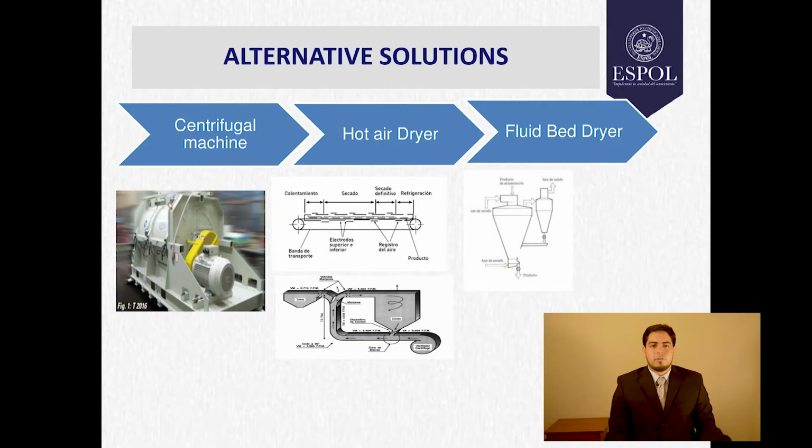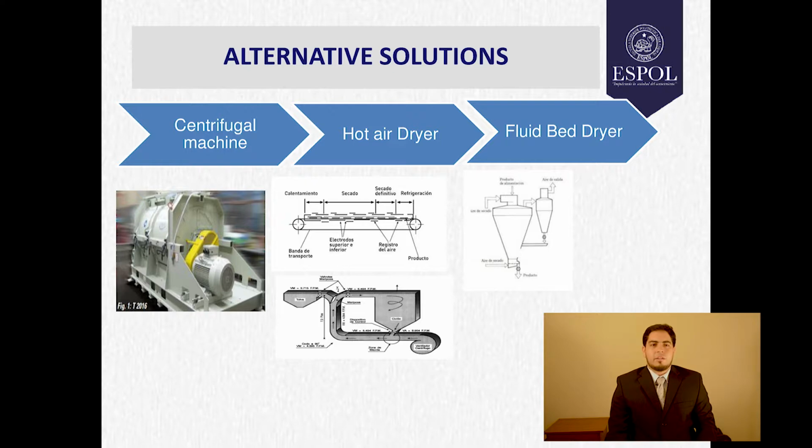Before choosing a solution, we have three alternatives. Centrifuge machine, which consists of separating water from solid by the action of centrifugal force. It doesn't need temperature control and its capacity is around 500 to 800 pounds per hour. Fluid bed dryer, which consists of supplying an airflow. This flow should have a speed capable of withstanding the weight of the material. This material will behave like a fluid, increasing the heat transfer. Its capacity is around 15 to 5,000 pounds per hour.